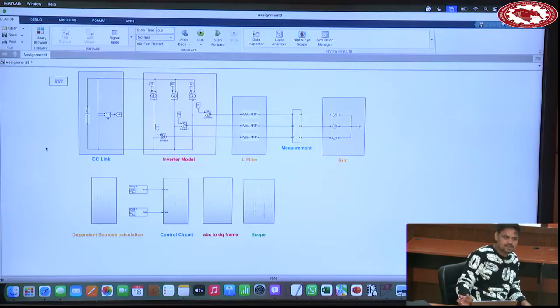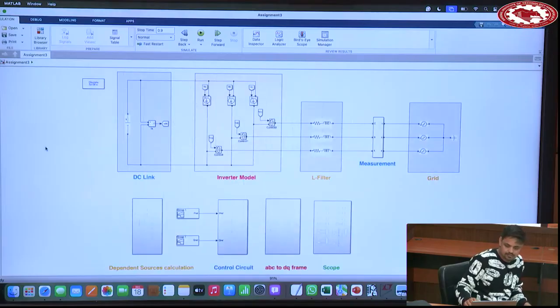The inverter model is simply the system model we have used, the mathematical model which we have derived. L as a filter, then the grid is there. I told you we need to measure grid voltage and current, so a measurement block is there. VDC is there.